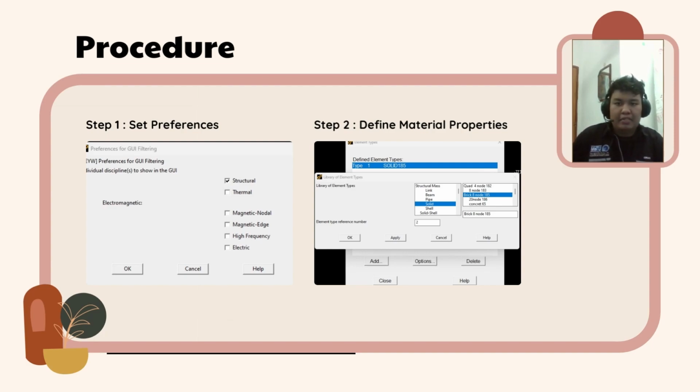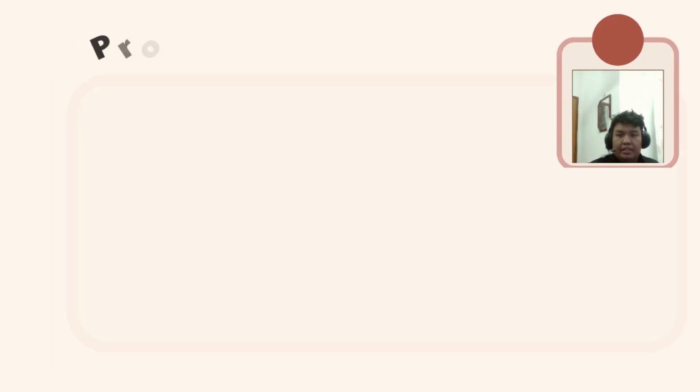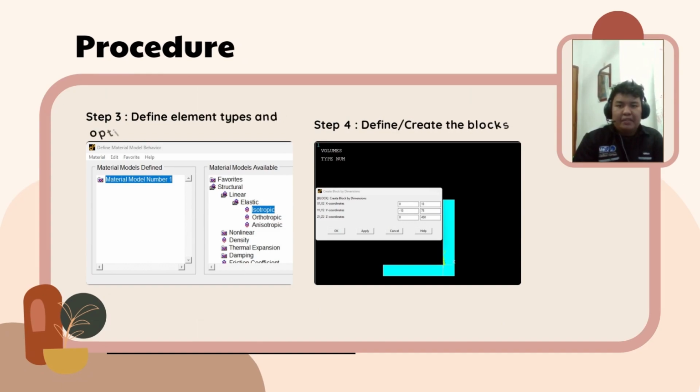Now let's talk about the procedure of making the I-shaped beam, or meshing. Step number 1 is set the preference to structural. The next step is define material properties, where we need to select solid and then BEAM 185. Step number 3 is define element types and options, where we select structural, linear, elastic, and isotropic, and then insert the parameters of the beam: the Young's modulus is 205 gigapascal, and the Poisson ratio is 0.27.